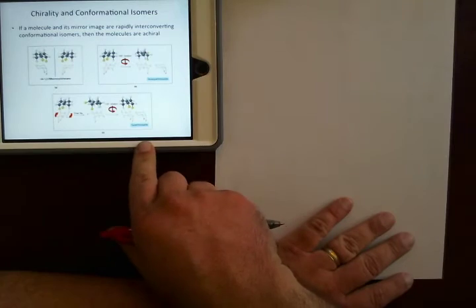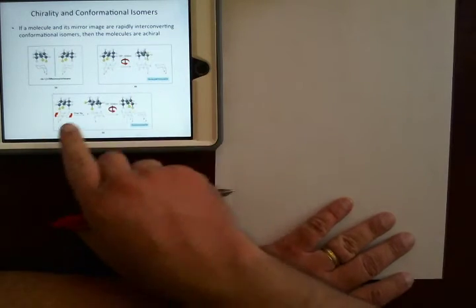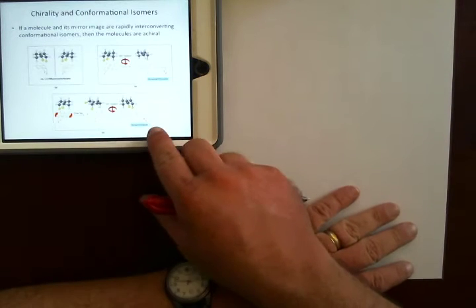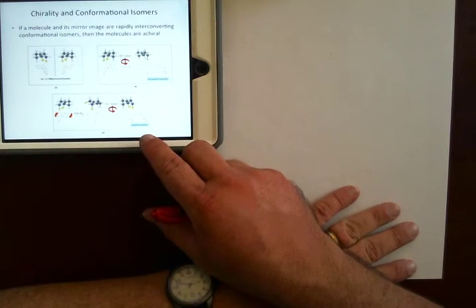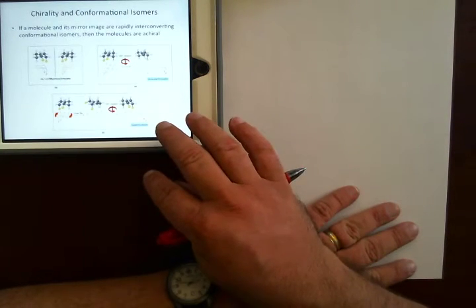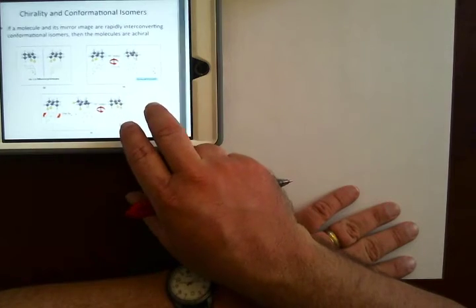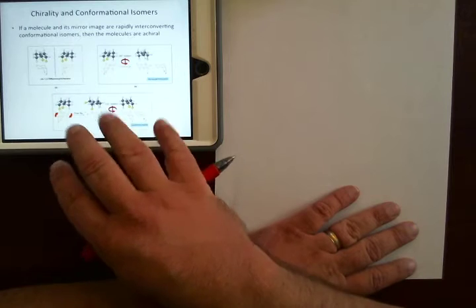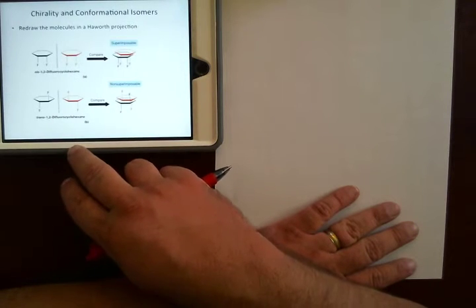The other thing I could do is, so those are not superimposable, but if I rotate it and do a chair flip, stuff like that, I can actually get them to be superimposable. So you do have to be careful with those, but that's pretty difficult. This is where you really do need a model kit to take a look at these, okay?